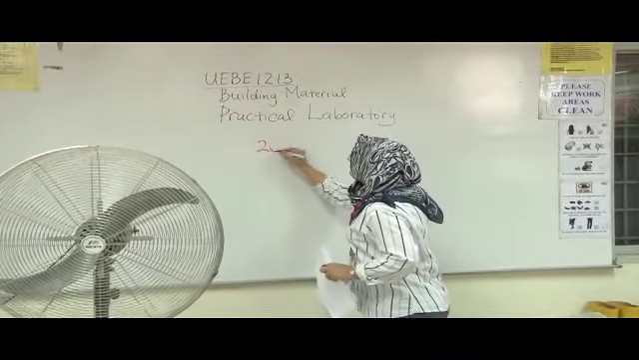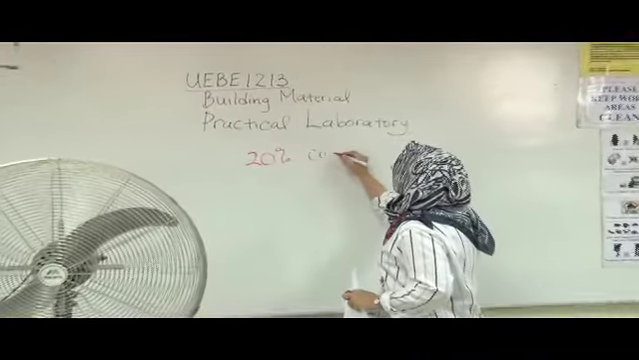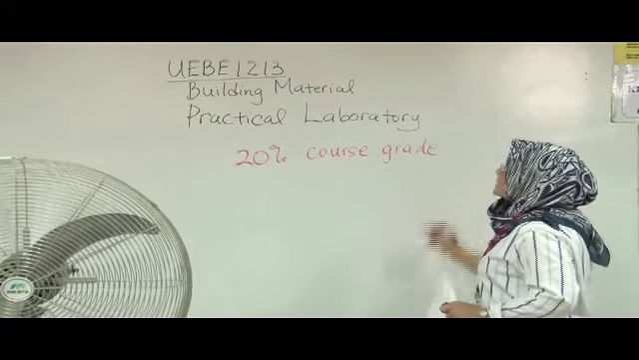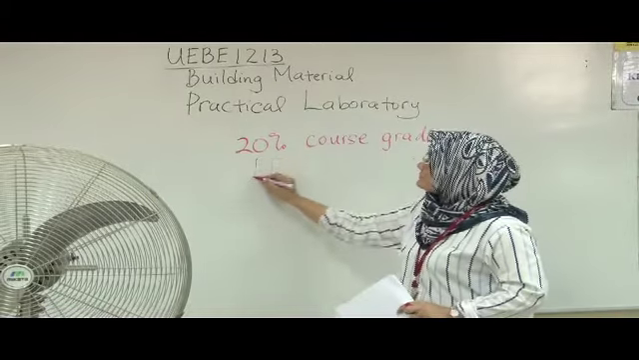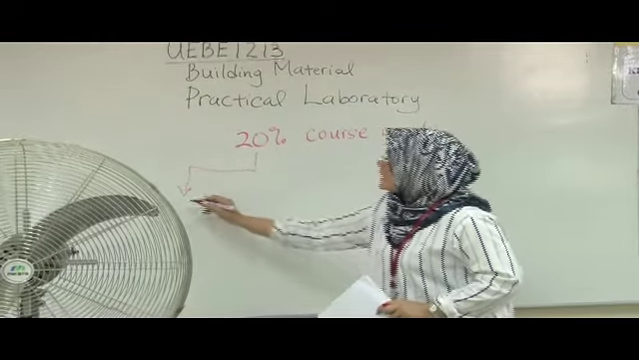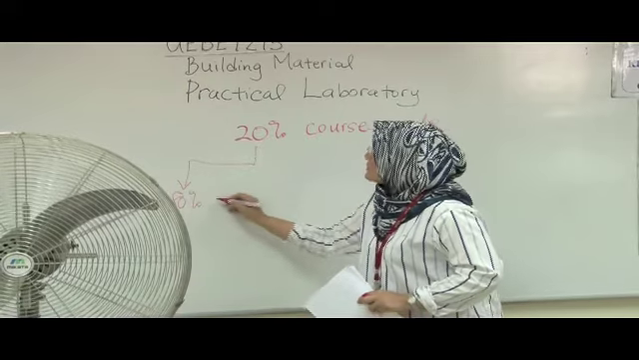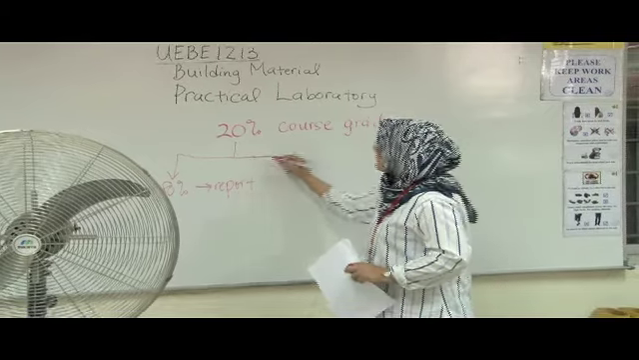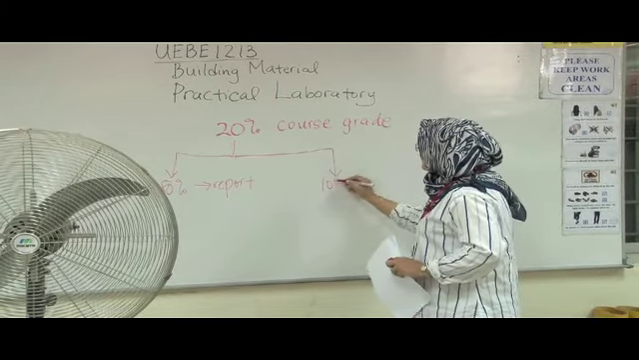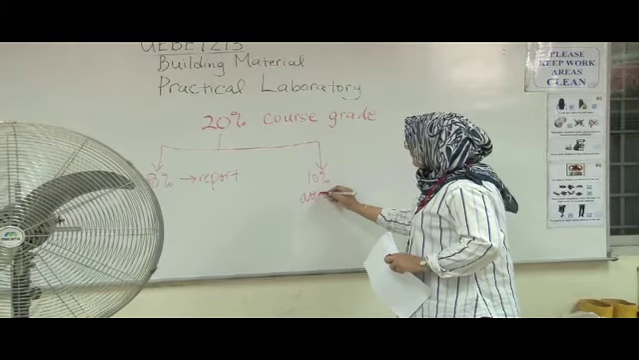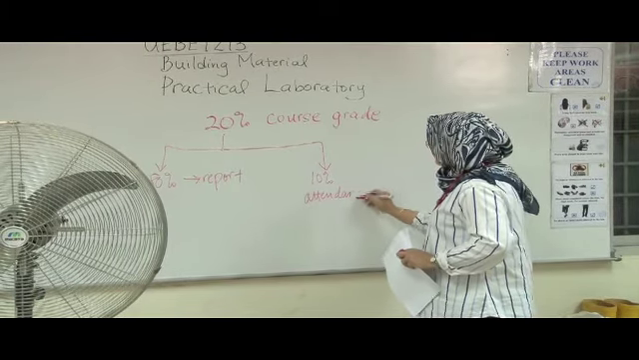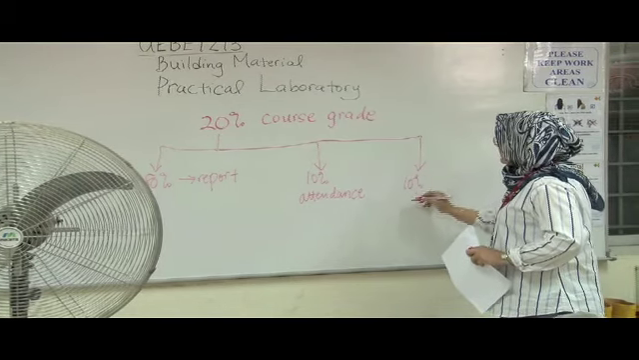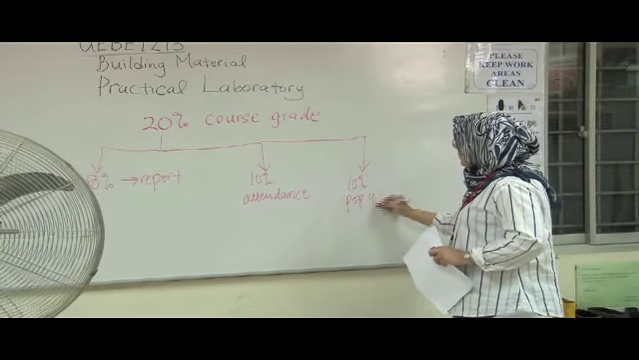It is actually 20% of your course grade. Out of this 20%, 80% we base on your report, 10% as your attendance, and another 10% I'll be giving you a pop quiz.